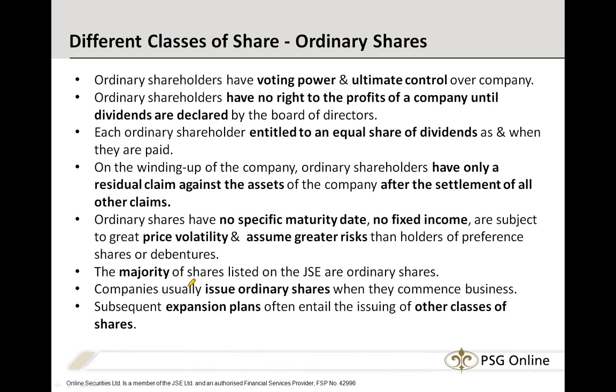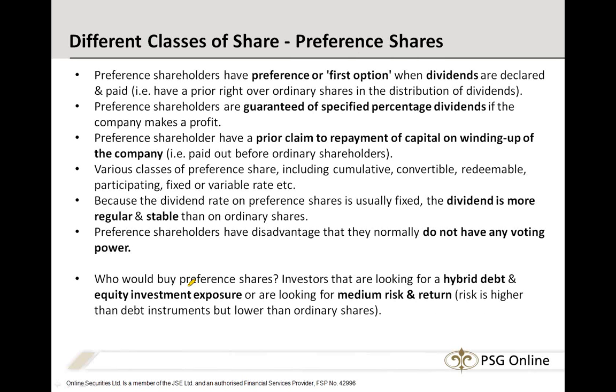Companies obviously issue ordinary shares most of the time when they first start out, but later on, as they expand their businesses, they might issue other classes of shares. And those other classes of shares, for example, would be preference shares or debentures. Preference shares, the word comes through where you get first option or you have a preference to the dividends.